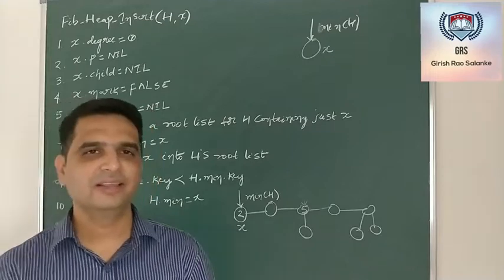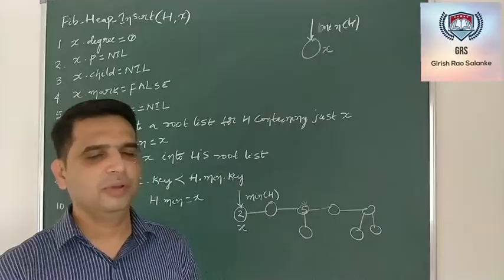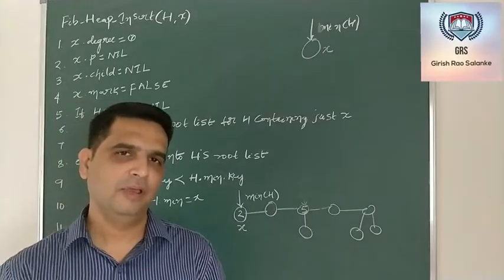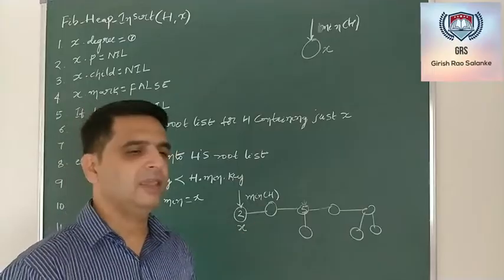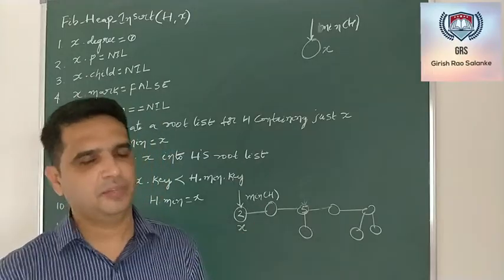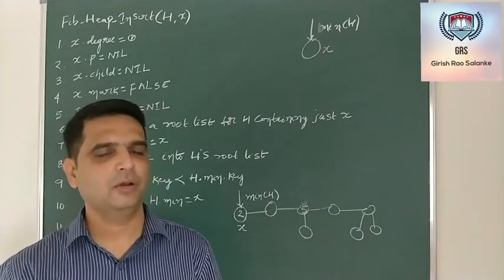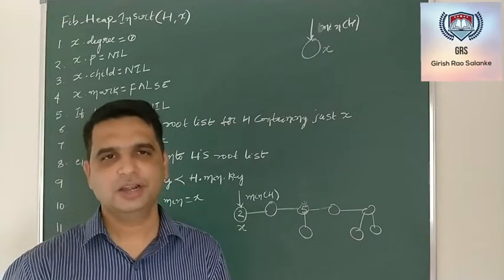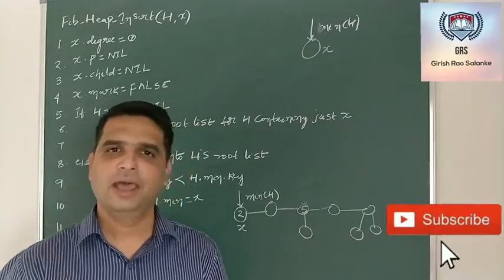Hope this is clear. This was about what a Fibonacci heap is, what the properties of a Fibonacci heap are when compared to a binomial heap, and how to perform the make heap operation and the insert operation. Note that in case of both the make heap operation as well as the insert operation, it takes constant time. Both the actual cost as well as the amortized cost is order of 1.